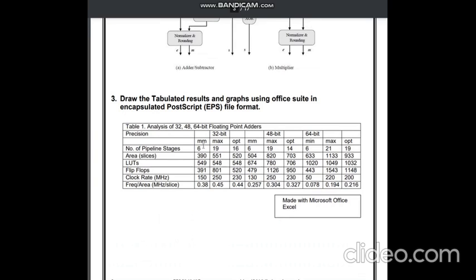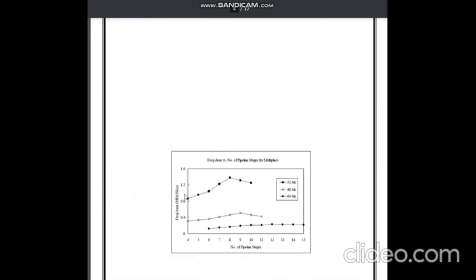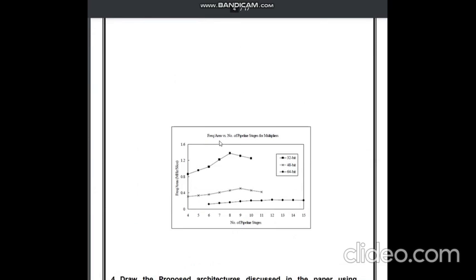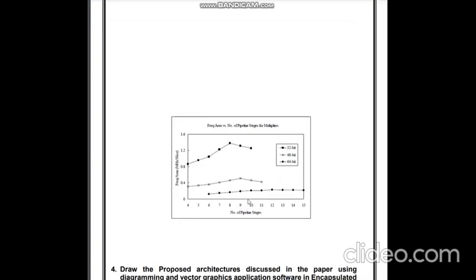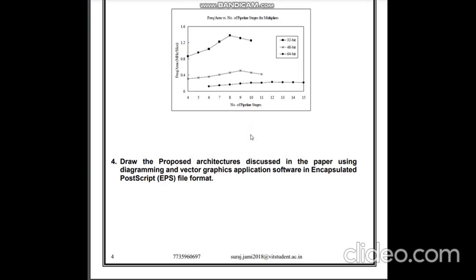According to these values, we had to create a graph of frequency per area versus number of pipeline stages for multipliers. The bold square dots are for 32-bit, the light cross-mark dots are for 48-bit, and the bold circle dots are for 64-bit. This graph was made possible by that table. Let's go to the next question, the fourth one.